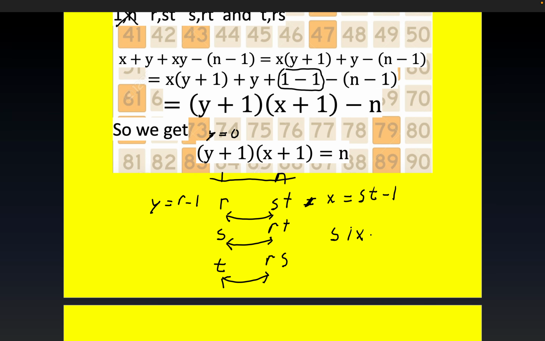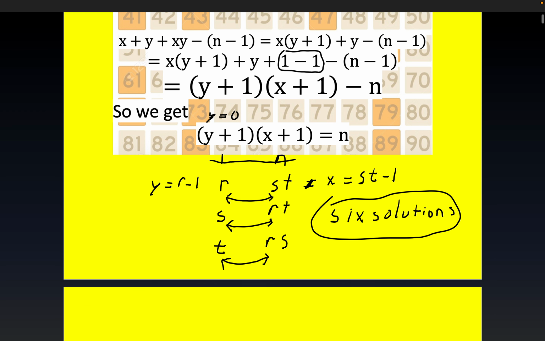Okay? 6 solutions is the answer to the question. And again, we're talking about ordered positive integer pairs. Okay? So 6 solutions is the answer to the question. Now let's work with just a concrete example.